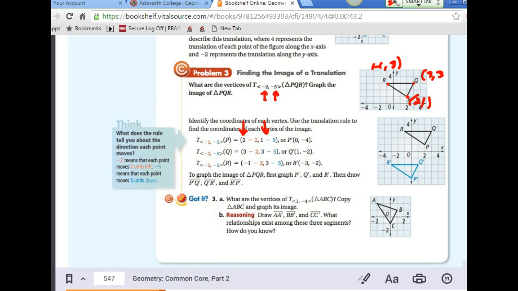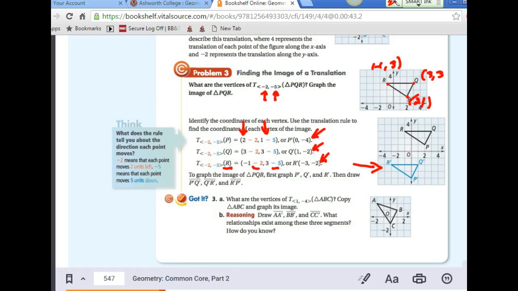They took the first one, which is (2, 1), of your point P, I should say. They subtracted 2 from the x and 5 from the y, and they end up with a new point, (0, -4). Then they did the same for the second one and ended up with a new point, Q prime, as they call it, which is (1, -2). And then they did the same thing for R. They subtracted 2 from the x and 5 from the y, and they come up with a new point called R prime. When we regraph that, or redraw it on the graph, the image ends up being right here.